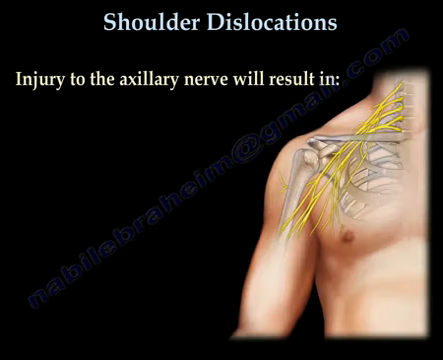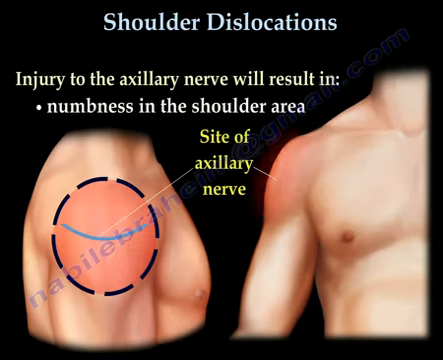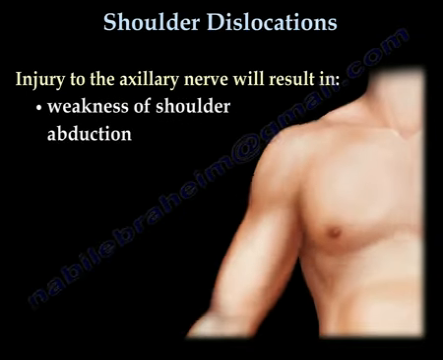Injury of the axillary nerve will result in numbness in the shoulder area and weakness of shoulder abduction.